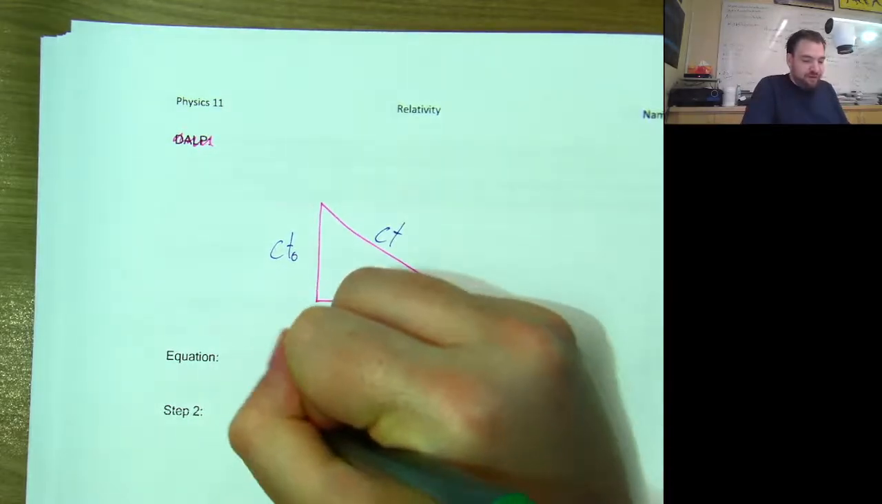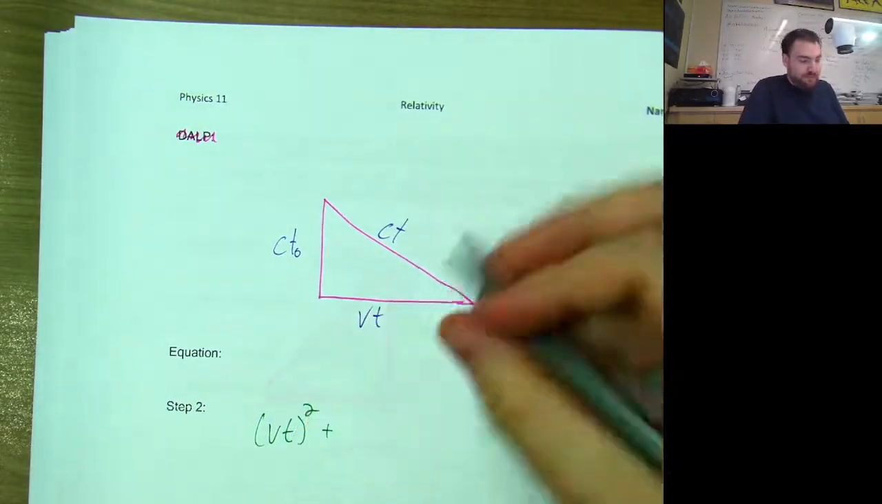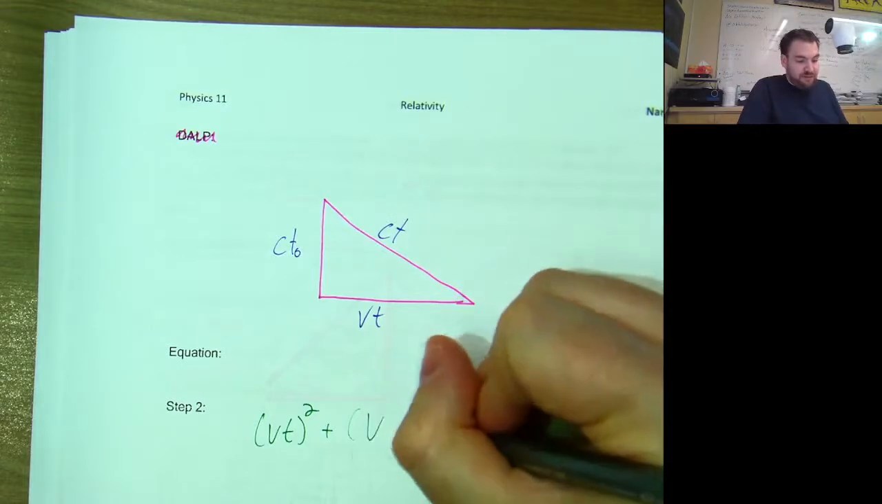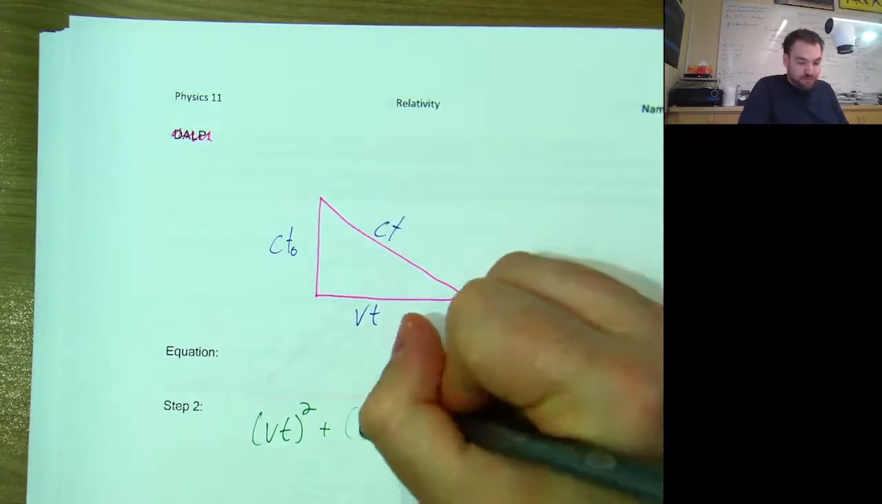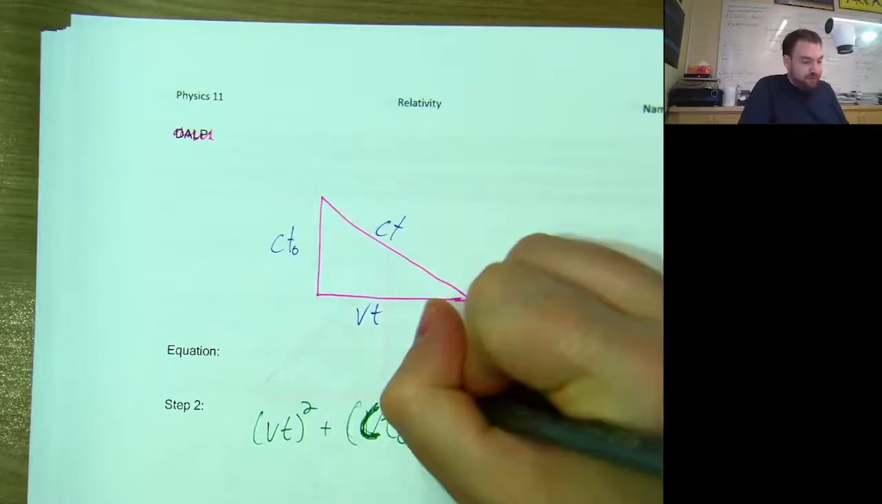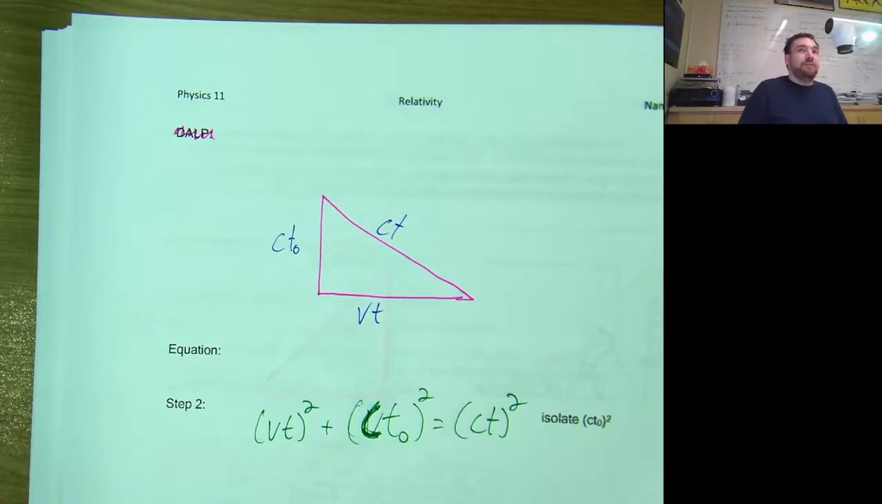(vt) squared plus (ct0) squared has to equal (ct) squared.